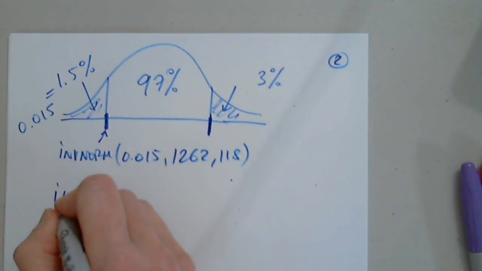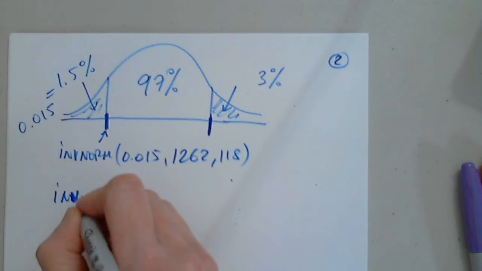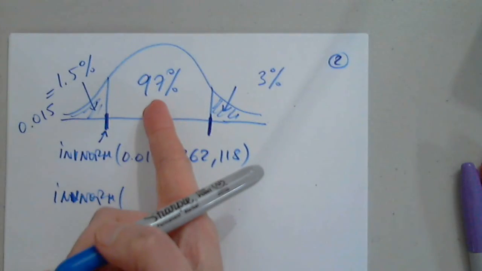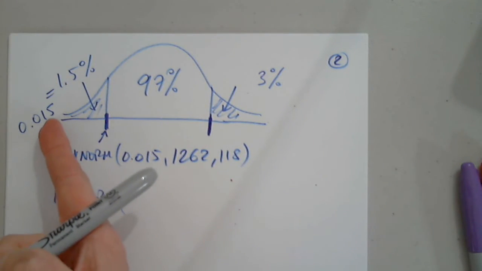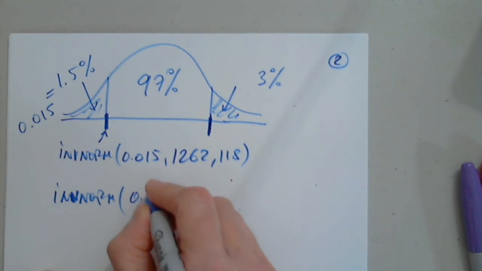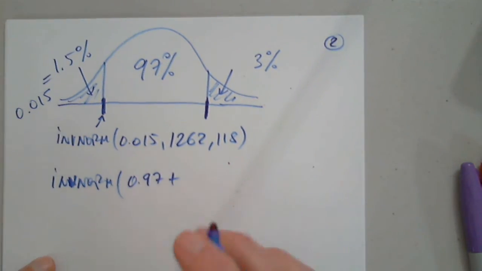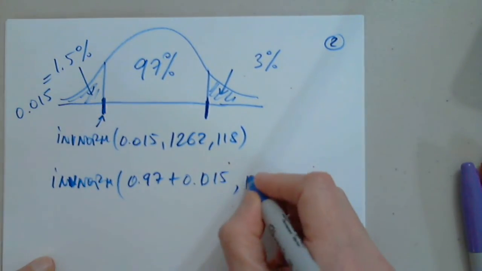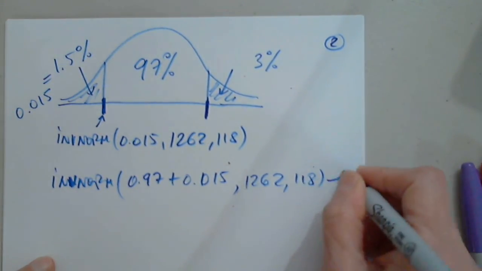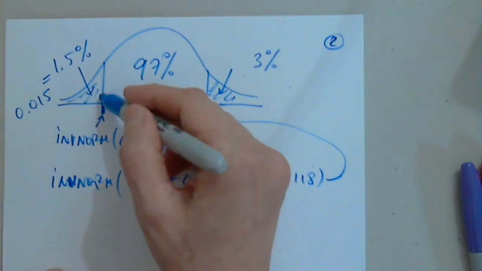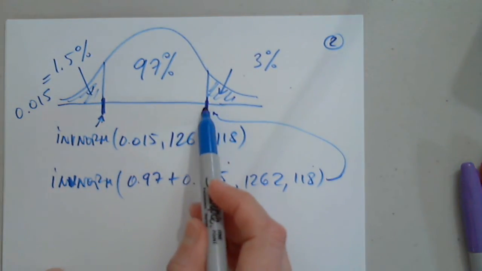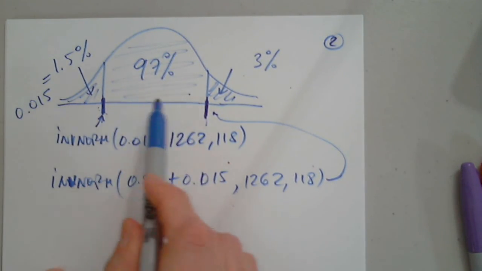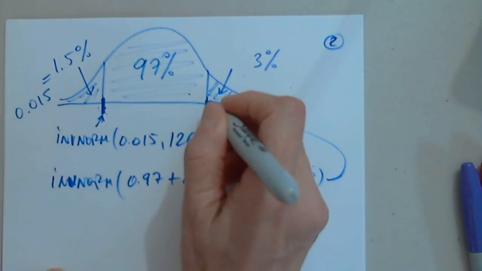And for this one, it will still be inv norm, the area to the left, because I have 0.97 plus 0.015. You don't have to calculate it; I'm just putting it here. The calculator will calculate it. Well, we know how to calculate this. Comma 1262, 118, and this will give us this number. Once I have this and this, from the bigger one I subtract this one, and I know how many chips were between these two. But I have to determine this, and I have to determine this.